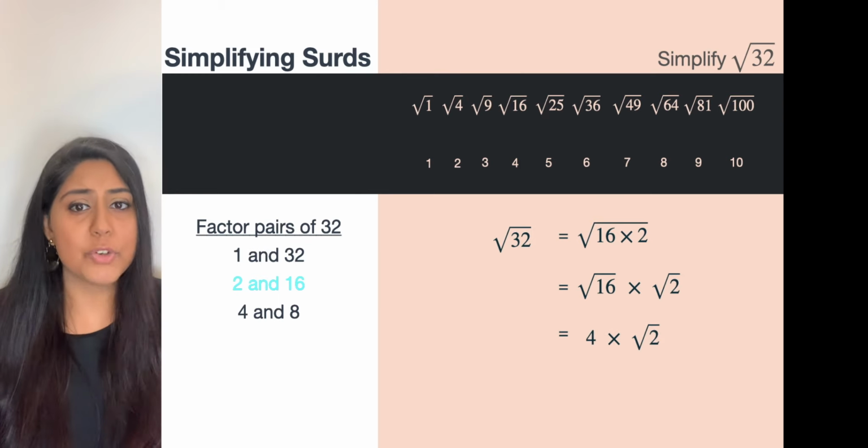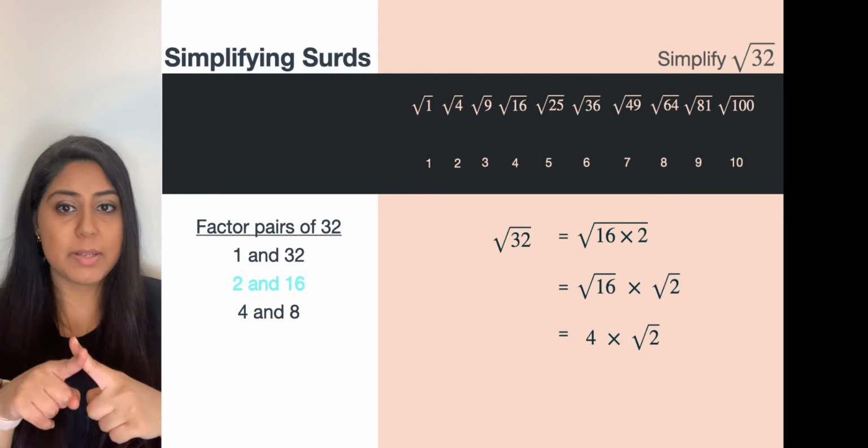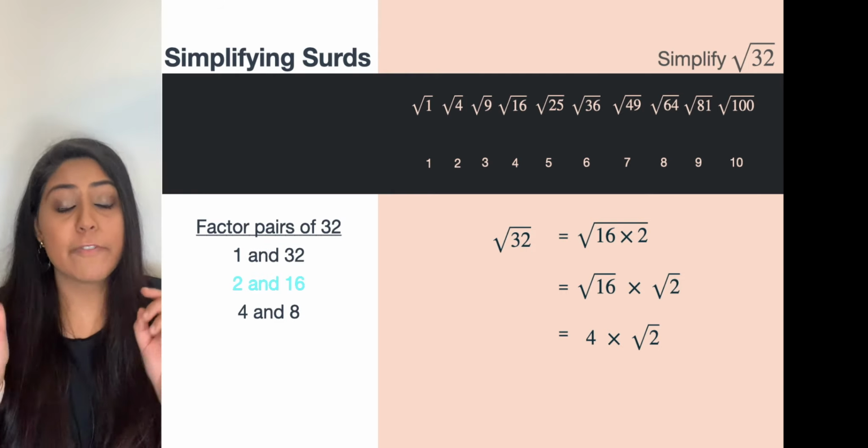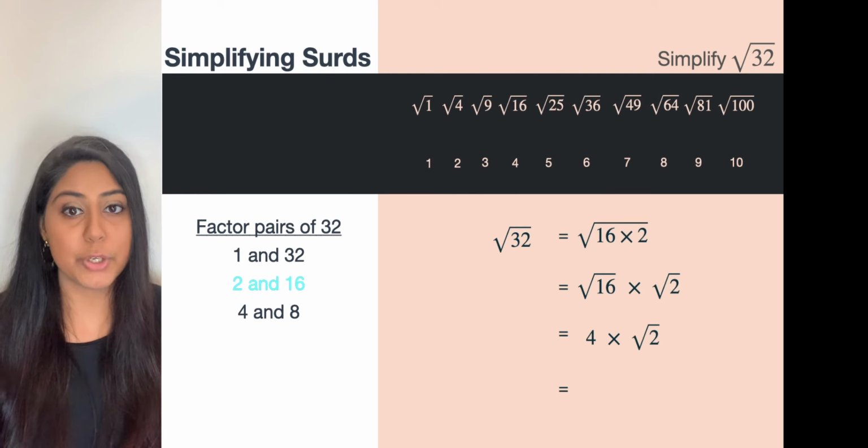Well, it's like algebra, where I don't need the multiplication symbol in between a number and a letter. So 4 times root 2 is the same as 4 root 2. And that is it, simplifying surds.